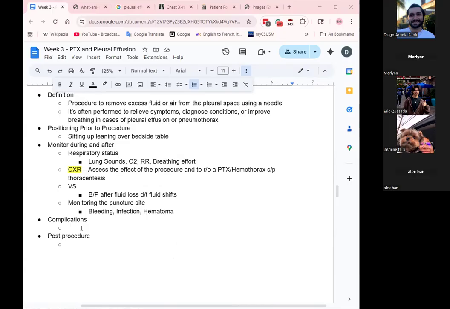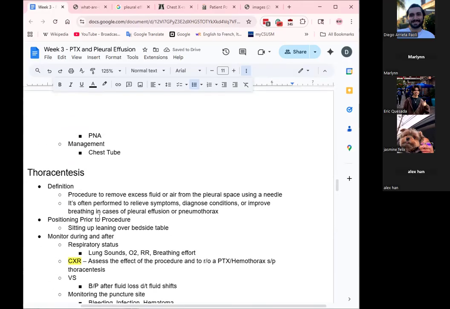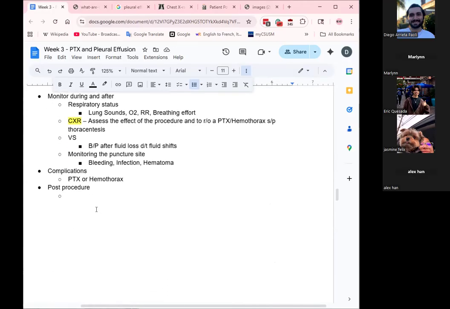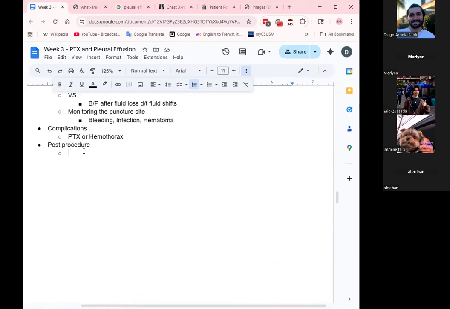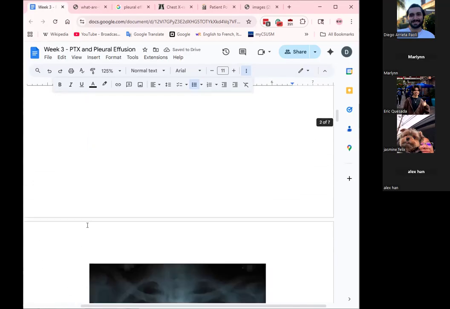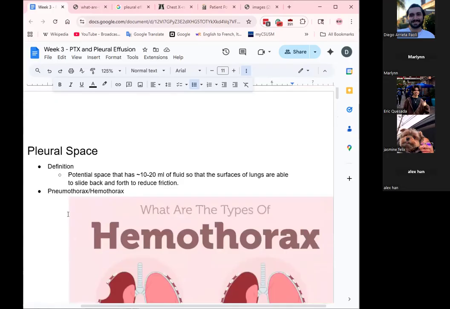Okay. So the complications are basically what I've been mentioning. It'd be a pneumothorax or a hemothorax in particular, if they don't do it properly. And some of the things you guys already mentioned: monitor for respiratory issues, monitor for pneumothorax, hemothorax, and that would be based off your symptoms.